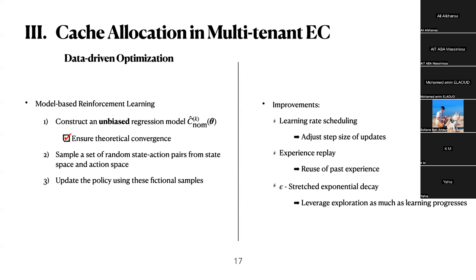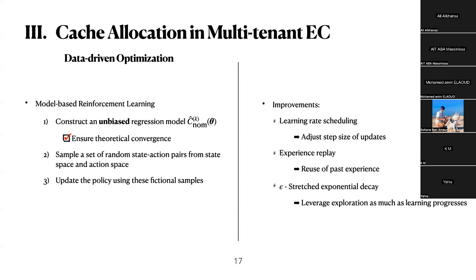So to solve this problem, we use model-based reinforcement learning. Basically, we construct an unbiased regression model of the nominal costs, and the model has to be unbiased to ensure theoretical convergence. Then at each time, we sample a set of random state-action pairs from the state space and action space, and we update the policy using these fictional samples. So basically, we just select an allocation and an action, we compute the nominal cost without visiting this allocation, and then we update the policy using this cost.